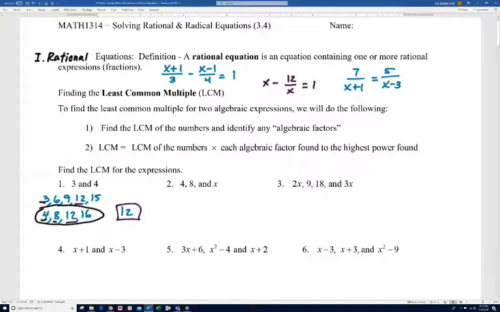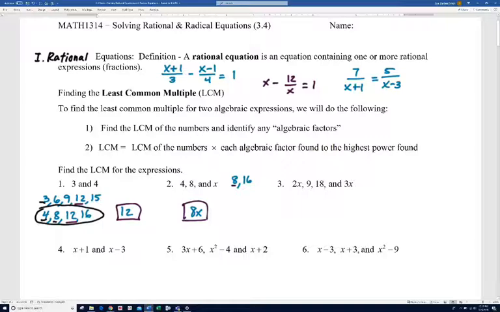All right, so let's look at number 2. So we've got 4, 8, and x. So first of all, let's find the LCM of 4 and 8. And so I'll start with the multiples of 8, which are 8 and 16. But in fact, isn't 8 divisible by the other number 4? So 8 is a multiple of 4, and so 8 is our LCM. And we do have a variable factor of x that we need to include as well. So 8x is our LCM here.